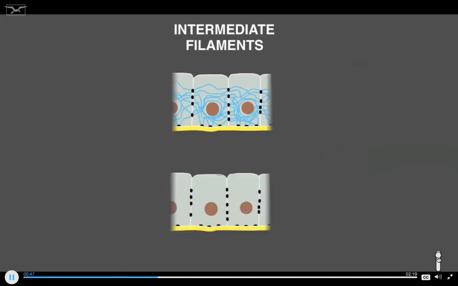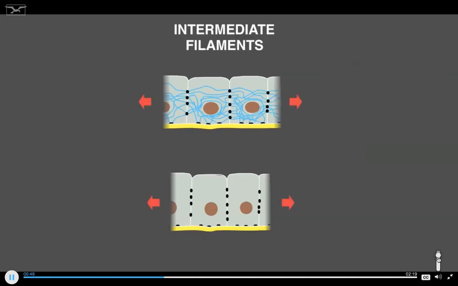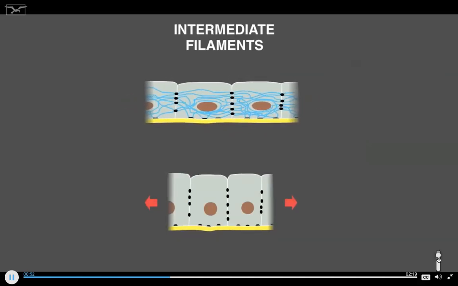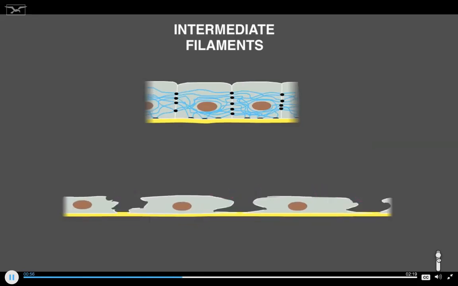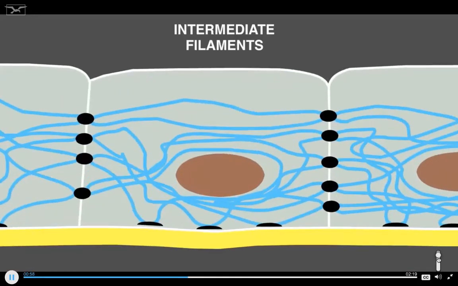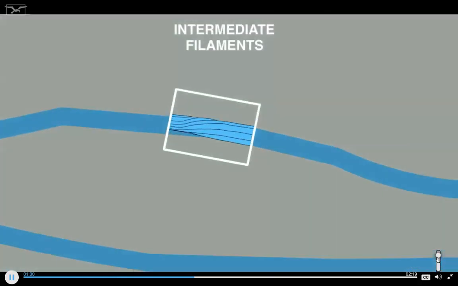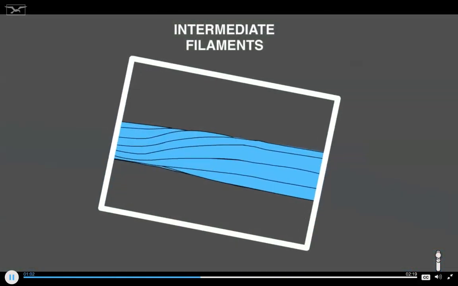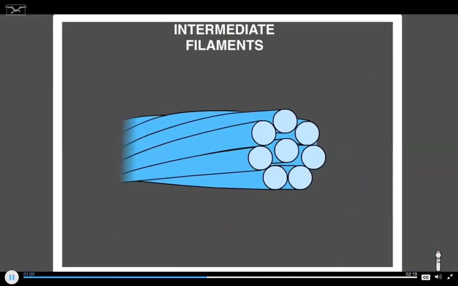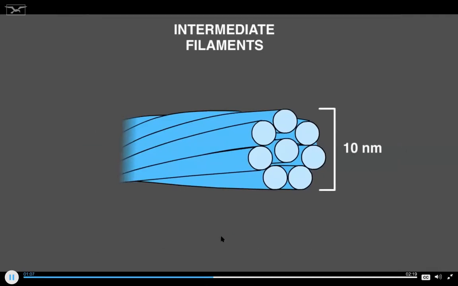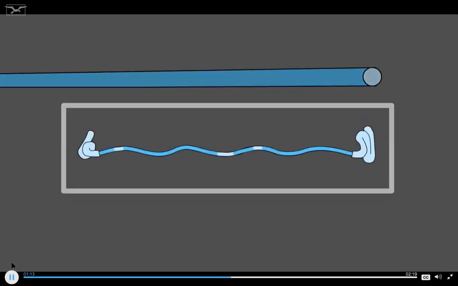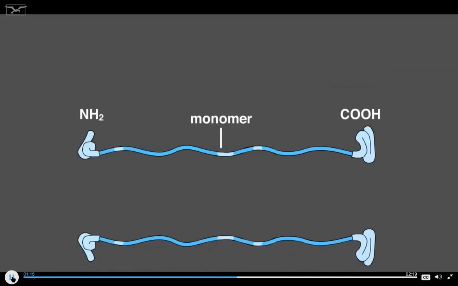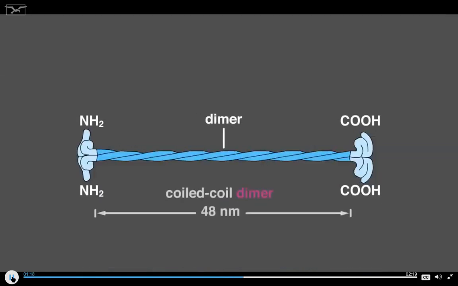These cables of intermediate filaments have a high tensile strength. Without these filaments, stretching or pressure on the epithelial sheet would cause it to rupture. Each filament is rope-like, consisting of 8 thinner strands made of a precise hierarchical arrangement of protein subunits. At the lowest level, 2 monomers associate with each other to create a twisted dimer.